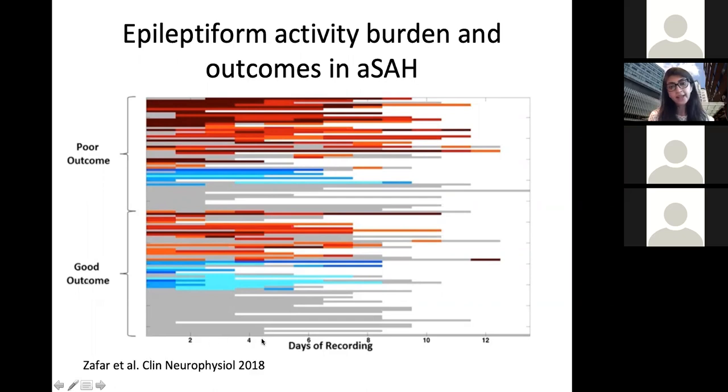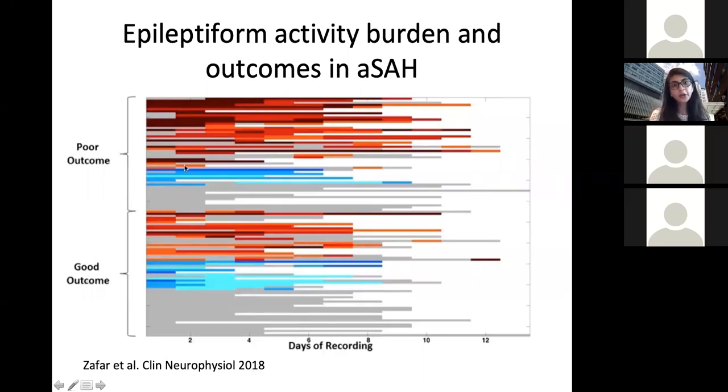On the x-axis here is the number of days of recording. All our subarachnoid hemorrhage patients, typically high-grade aSAH patients, are monitored for about 10 days. And on the y-axis here is each individual patient. The color codes, the reds, are patients who had lateralized periodic discharges, rhythmic delta activity, and generalized periodic discharges. The blue shows generalized rhythmic delta activity, and gray is absence of any of these periodic patterns. And the darker the color means the higher the burden. So the darkest red signifies more than 90% of the recording occupied by these patterns.